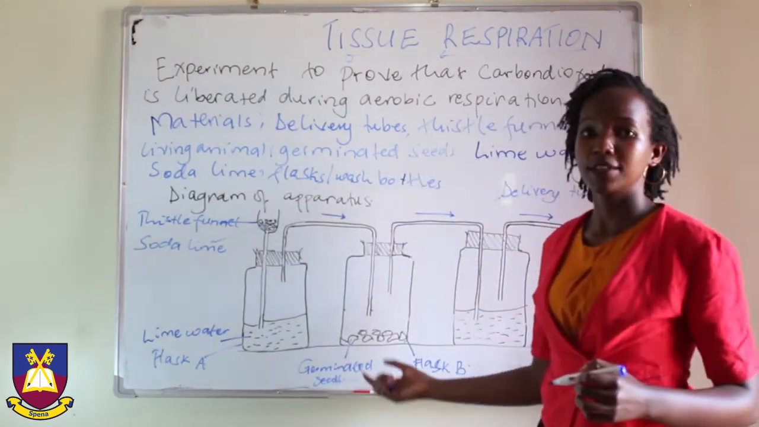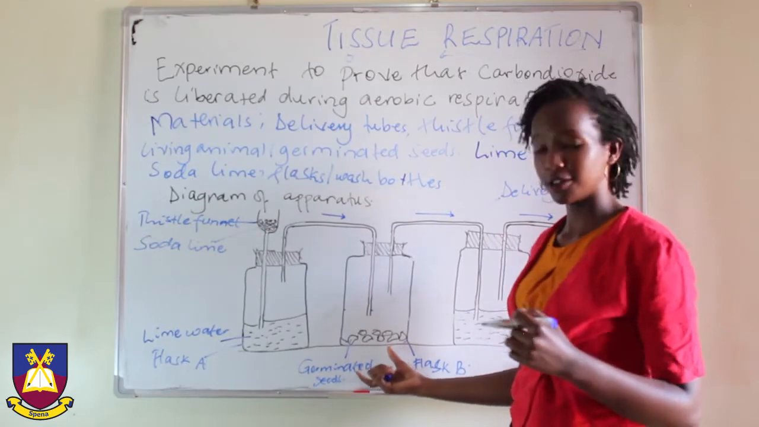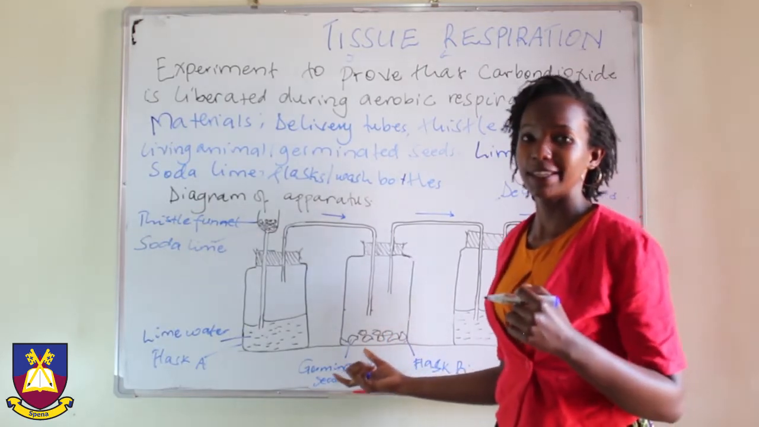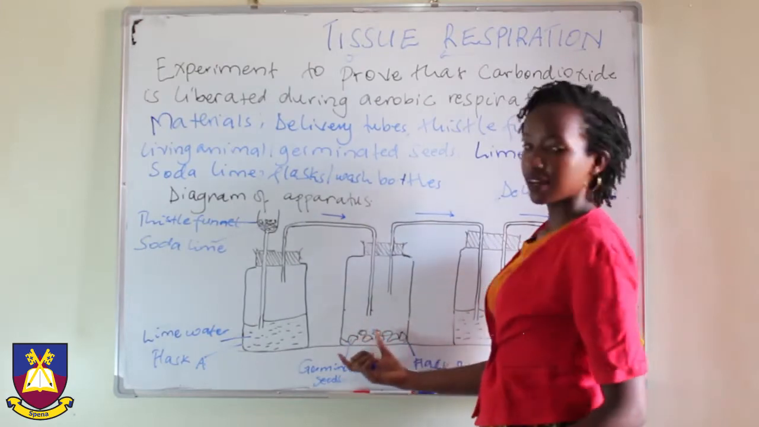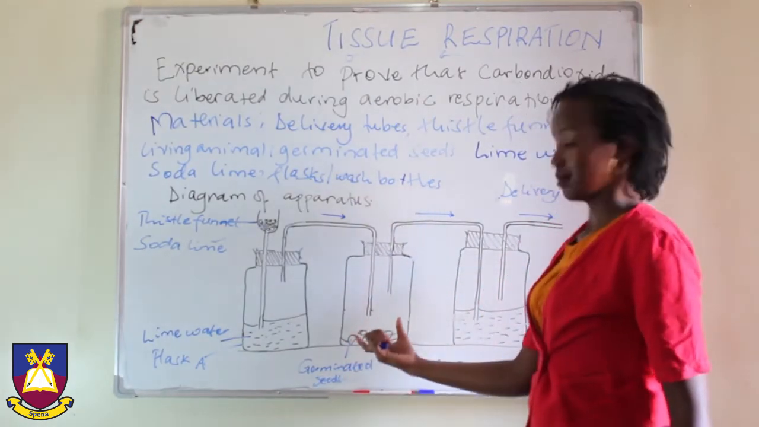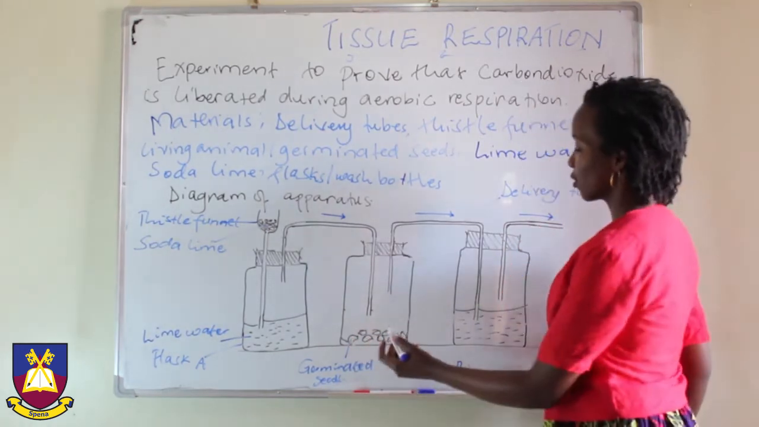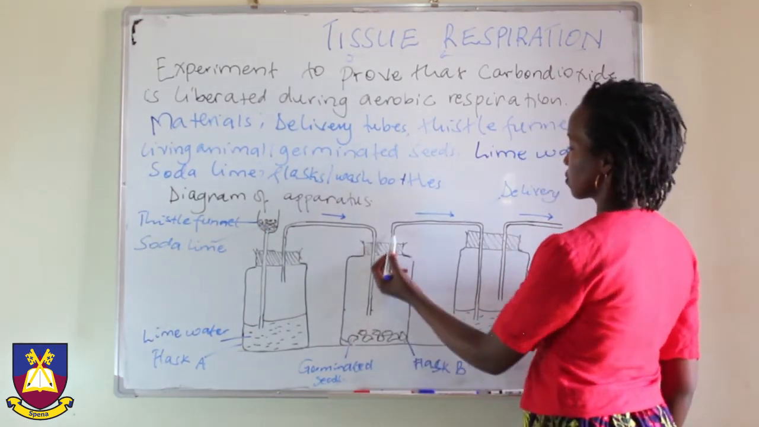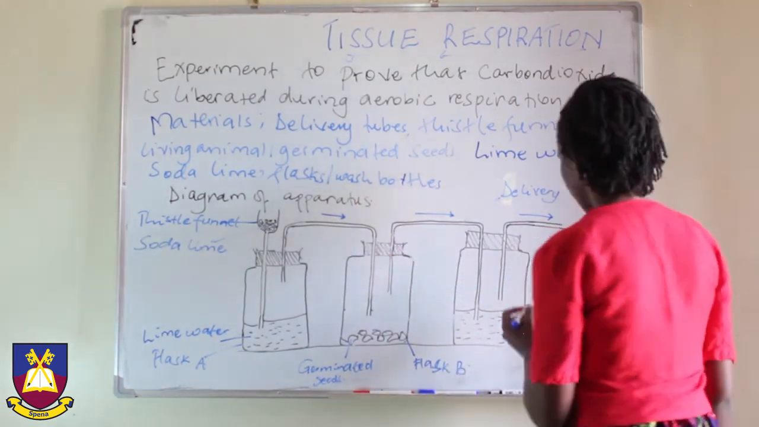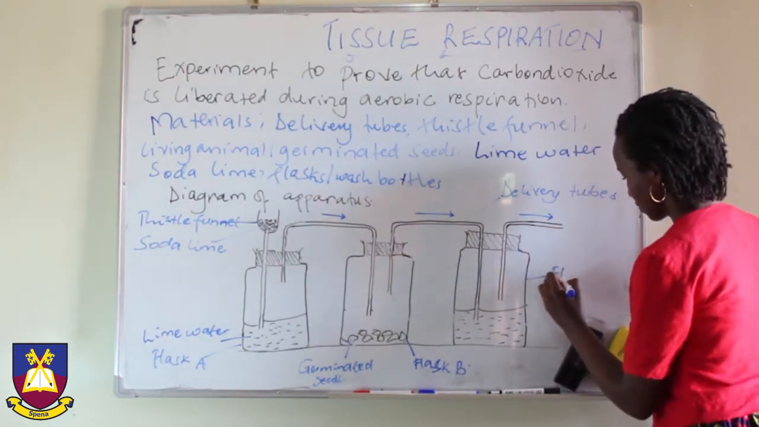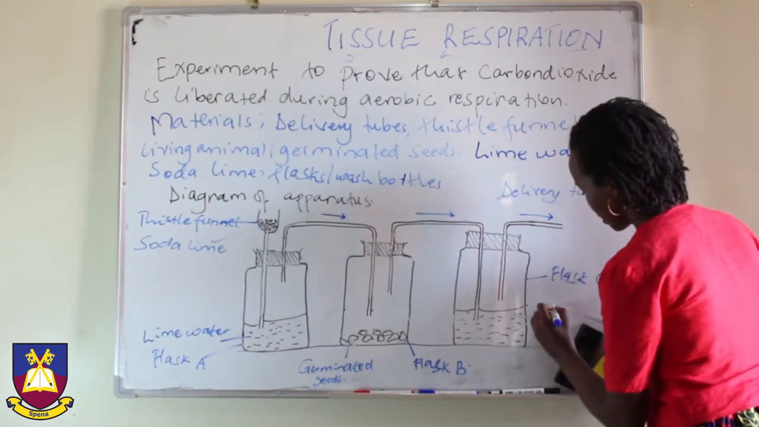In the lab, we can germinate seeds by keeping them in a moist piece of cotton wool for about 3 days. So now these germinated seeds use the air that has come in for respiration, so they give out carbon dioxide, and so some air passes through this delivery tube to this flask, which is flask C that has lime water.